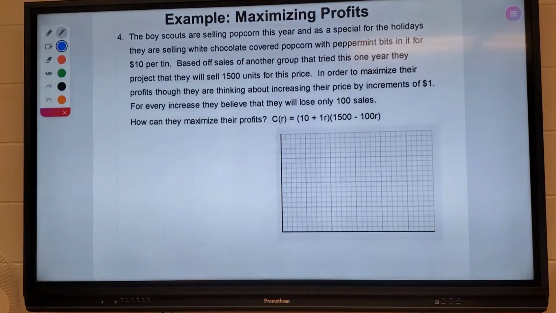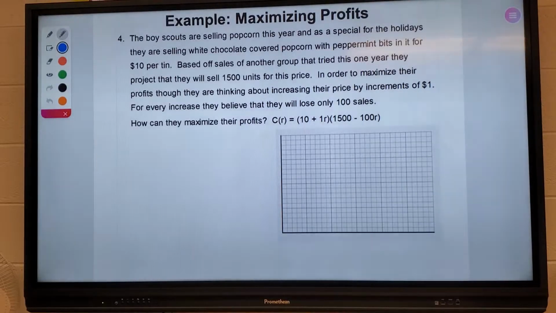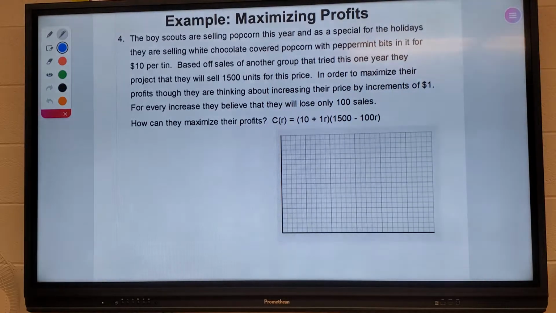Okay, and for example number 4, the fourth and final example. This is a maximizing profit problem. In this problem, the Boy Scouts are selling popcorn as a special for the holidays. They're selling white chocolate covered popcorn with peppermint bits in it for $10 per tin. Based off sales of another group that's done this before, they tried to sell them for the $10, and they were going to make about 1,500 sales.